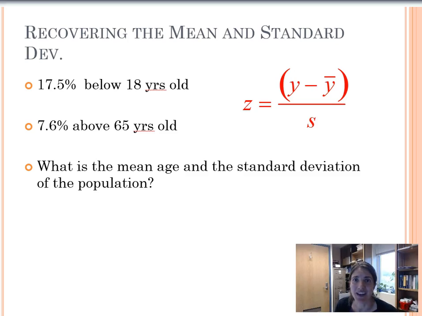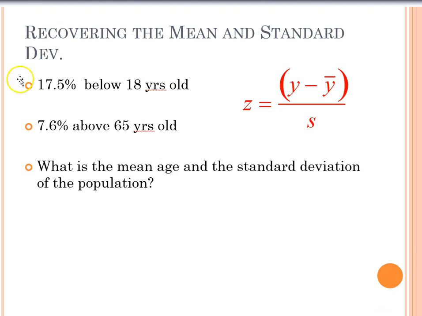The last problem that we want to look at is a problem where we're given some statistics of two different observations, and using just that information of two observations, we can recover the rest of the summary statistics. So we can recover the mean and standard deviation of that variable. So for example, we're given these two summary statistics for a variable of age of the population. So 17.5% of the population fall below the age of 18 years old, and 7.6% of the population fall above 65 years old.